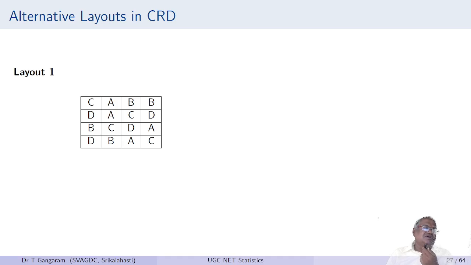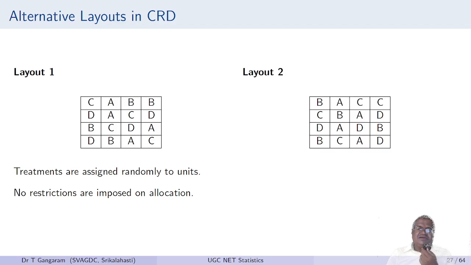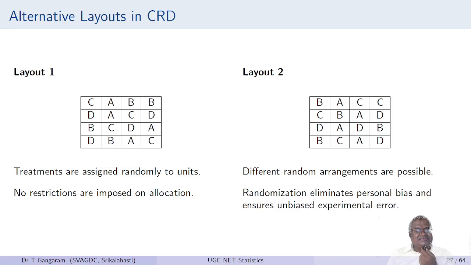Alternative layouts. This is layout 1. Here the treatments are assigned randomly to the units. No restrictions are imposed on allocation. This is another layout. Different random arrangements are possible. Randomization eliminates personal bias and ensures unbiased experimental error.